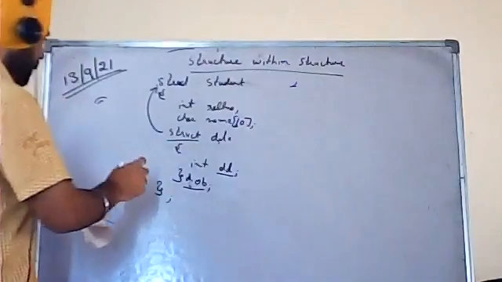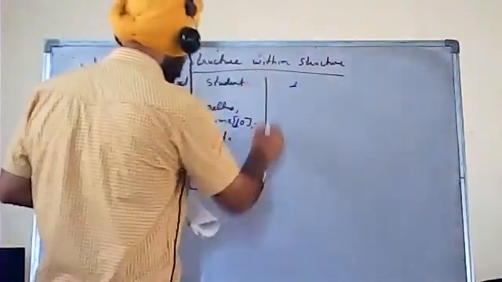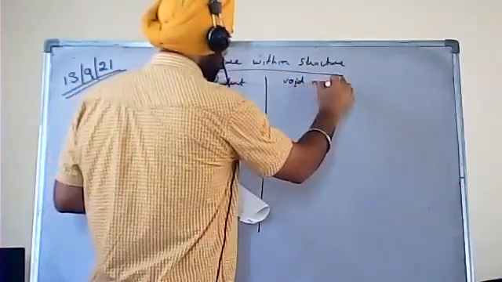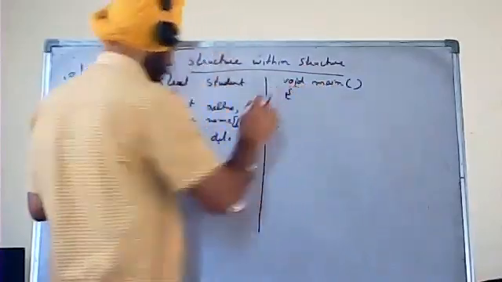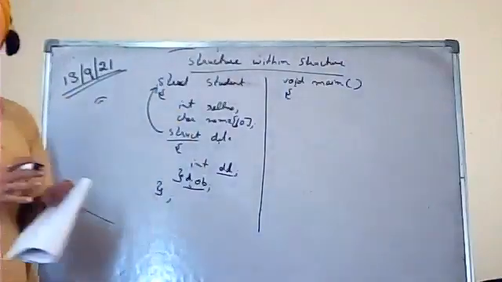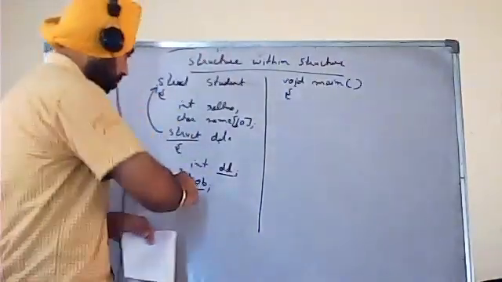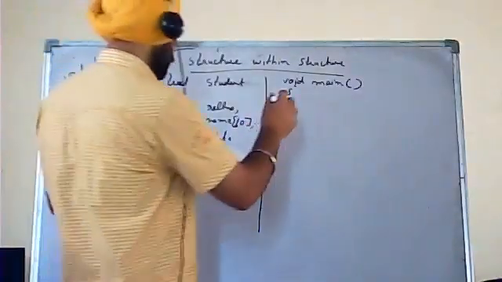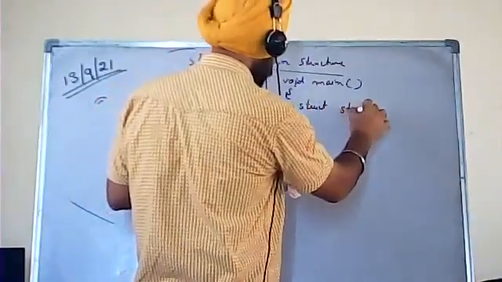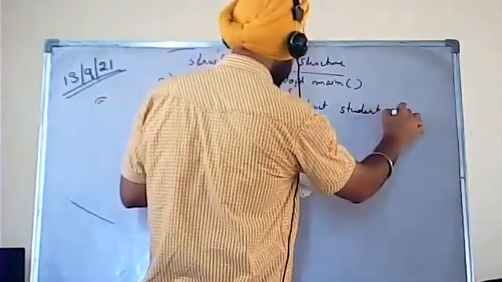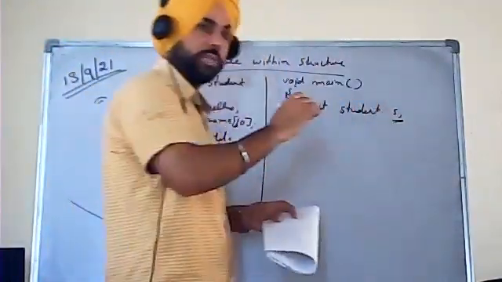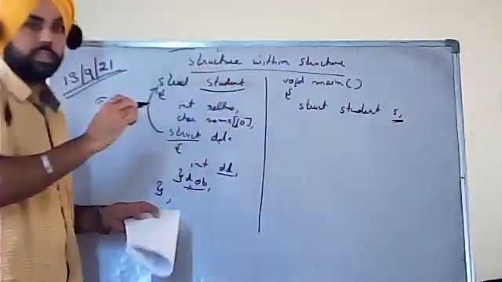After that, I'm going to start our main function. The main function, I already told you about. There are two different ways to declare the object. One way is this, another way is you write struct, that is the name of the structure, student, and here S. So here S is the name of the object for this structure.